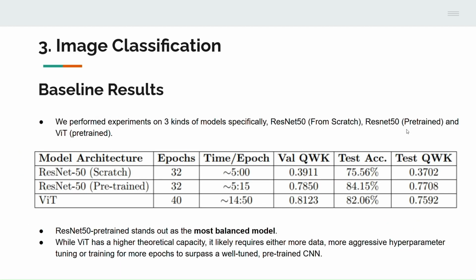We can see that judging from the table, the ResNet50 pre-trained model stands out as the most balanced model, even when trained with fewer epochs and less time. We can see that it achieved the highest QWK score. While ViT has a higher theoretical capacity, it likely requires more data, more aggressive hyperparameter tuning, or training for more epochs if it wants to surpass a well-tuned ResNet50.